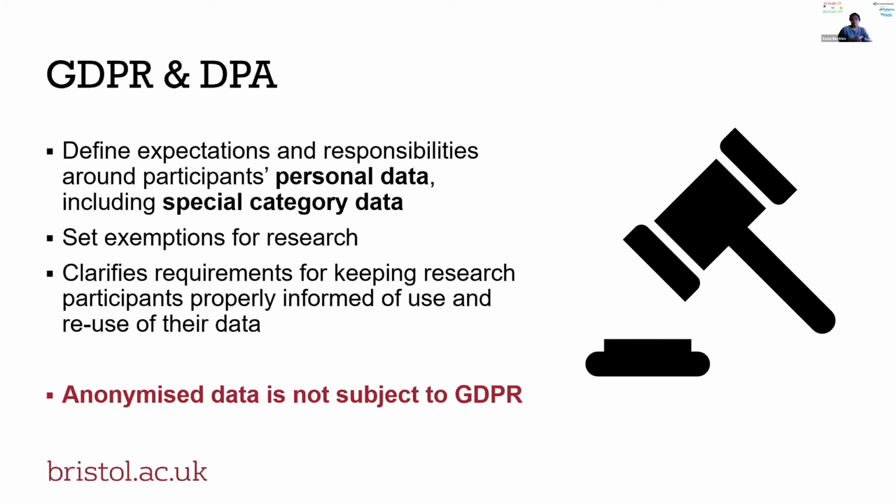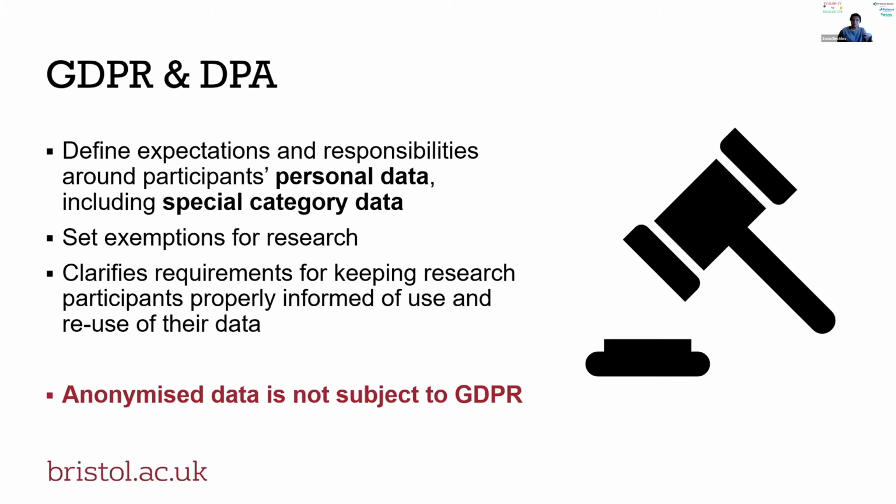So firstly, GDPR and the Data Protection Act. What these do is to define expectations and responsibilities around participants' personal data, including special category data, which is personal data that's so sensitive that extra care has to be taken. These pieces of legislation also set out exemptions for research, so ways in which the rules can be relaxed slightly if you're handling data for research purposes. But I think the key thing that these pieces of legislation have really done is to clarify what the requirements are for keeping research participants properly informed of the use and reuse of their data.